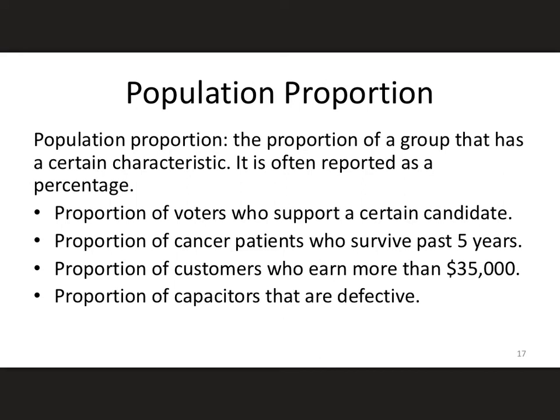So a population proportion is the proportion of a group that has a certain characteristic. It is often reported as a percentage. Proportion of voters who support a certain candidate, a proportion of cancer patients who survive past 5 years, proportion of customers who earn more than $35,000, a proportion of capacitors that are defective. These are all examples of population proportion.